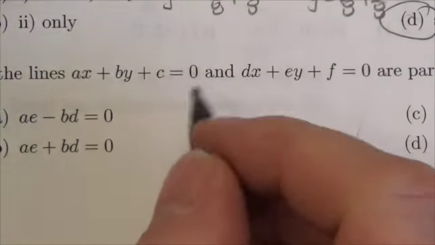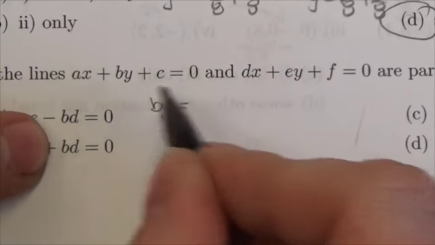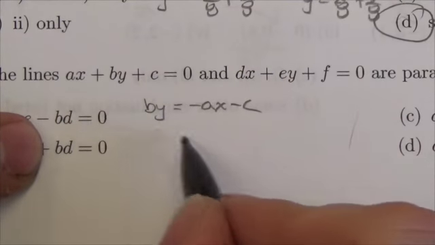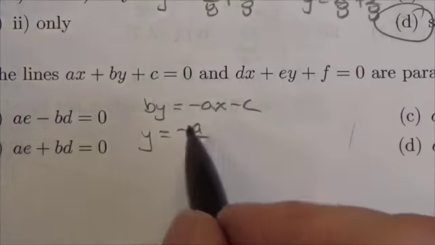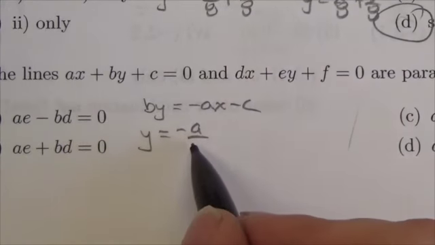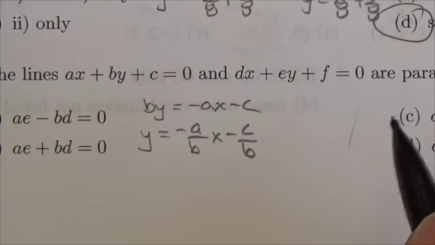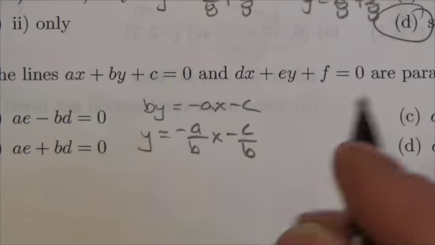I got to isolate the y. So I'm going to take this first equation, and I will isolate the y by bringing the x term and the constant over, and then I'm going to divide by b. So this will be negative a over b x minus c over b. Okay, so the slope of this first line here is going to be negative a over b.